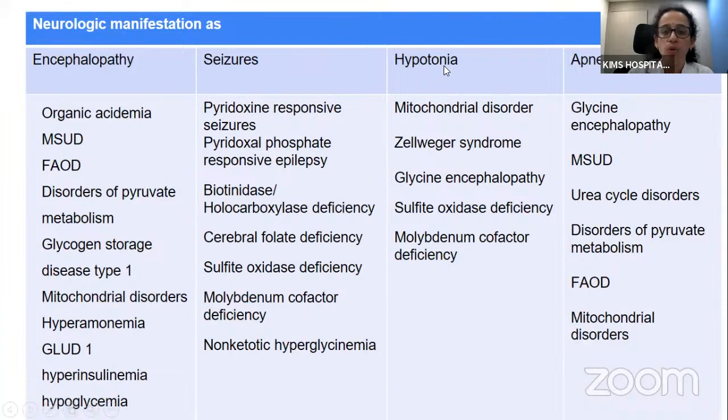And hypotonia is mostly seen in mitochondrial disorders, Zellweger syndrome, glycine encephalopathy, sulfite oxidase, and molybdenum cofactor deficiency. Recurrent apneas may also be a feature of IEMs, which is seen in glycine encephalopathy, MSUD, urea cycle disorders, disorders of pyruvate metabolism, fatty acid oxidation disorders, and mitochondrial disorders.